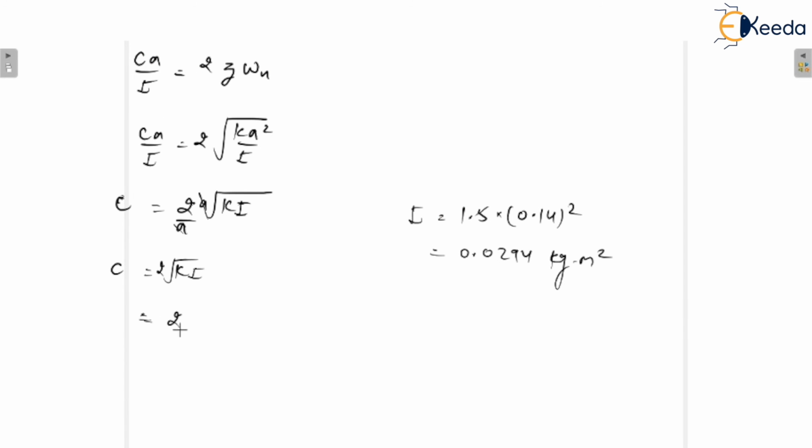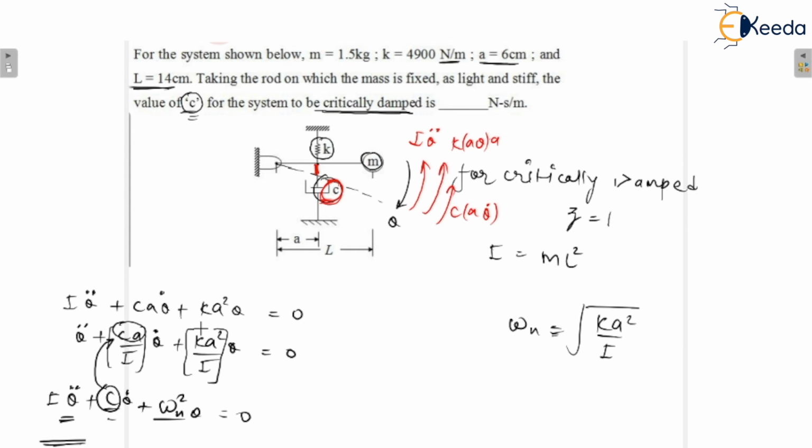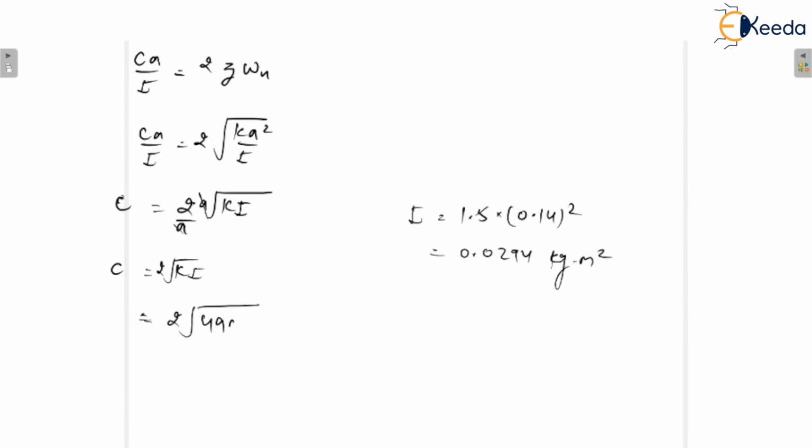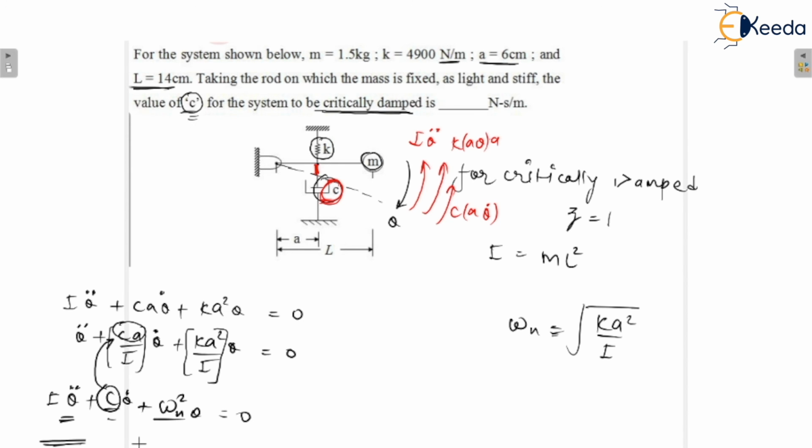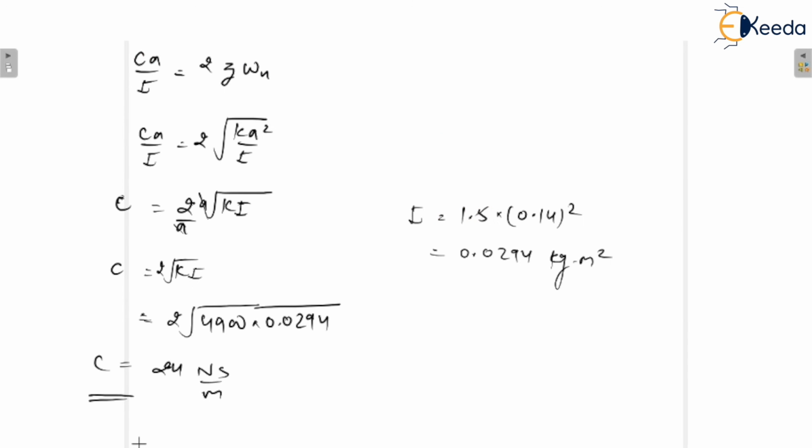So you just have to put this value in these equations. 2 under root of K is 4900 multiplied by 0.0294, and when you solve this you will get the answer, 24 Newton second per meter. So this would be the answer. That means the value of C you will get here is 24 Newton second per meter. I hope you understand the solution of that question.